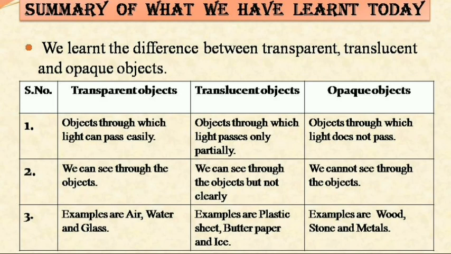The examples of transparent objects are air, water and glass. Some of the examples of translucent objects are butter paper, plastic sheet and ice. The examples for opaque objects are wood, stone and metal.